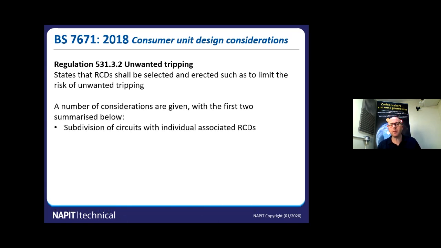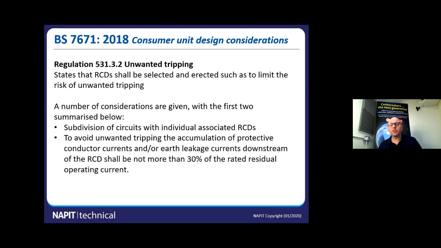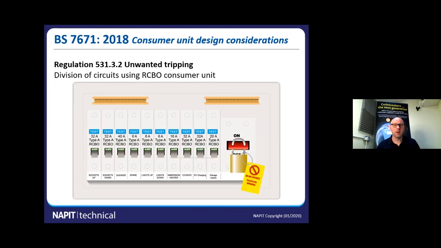So it talks about subdivision of circuits with individual RCDs. And it also says to avoid unwanted tripping, the accumulation of protective conductor currents and/or earth leakage currents downstream of the RCD should not be more than 30% of the rated residual operating current. So looking at the first point, where we're looking at division of circuits using individual RCDs, that's easily met with an RCBO consumer unit. No more needs to be said. We've limited our chances of an unwanted operation because everything is split up across a number of RCDs.